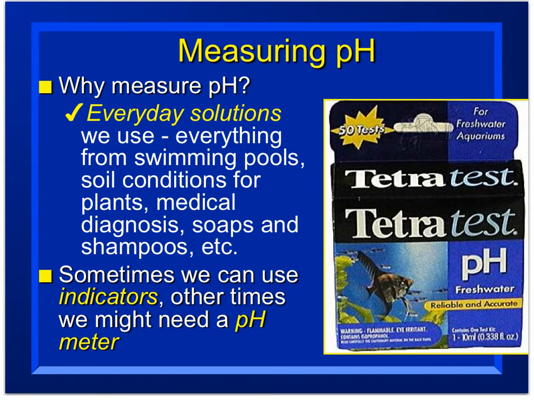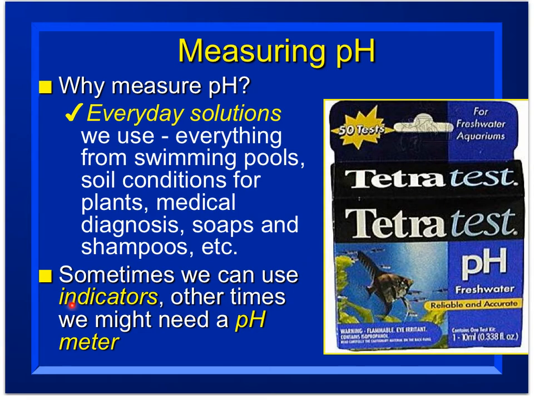So talking about why we measure pH and how we measure pH, well, we need to measure it for everyday solutions, things like swimming pools, soil conditions for plants, medical diagnosis, soaps, shampoos. So we want to know the pH of these things. And sometimes we can use indicators, and others we might need a pH meter. And so maybe if you have a fish tank, if you've had some fish die, you're like, oh, I need to test my water, so pH is one of the things that they'll test right away.